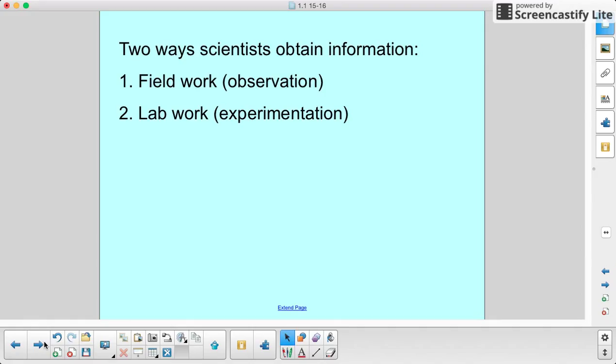The second place a scientist could obtain information is in the lab. Then they're doing a controlled experiment, which is something we will learn more about in the next lesson as we talk about the scientific method. So again, that last learning target, two ways scientists obtain information are fieldwork or lab work. Another way to say that is observation and experimentation.